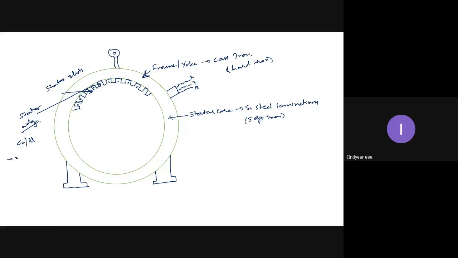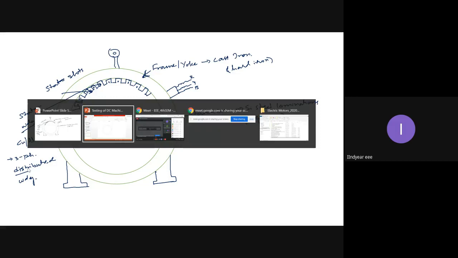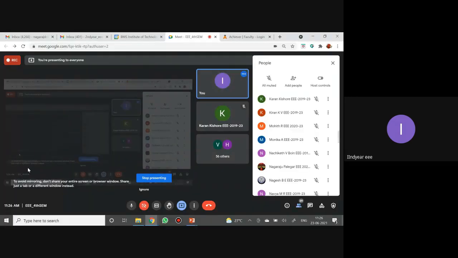This is a three-phase distributed winding. If this is a distributed winding, what is the other type of winding we have? Concentrated. Concentrated winding. So what is the difference between these two? Do we use concentrated winding anywhere in any rotating machine? Why do we use a distributed winding in induction motors and alternators? Why not concentrated winding?